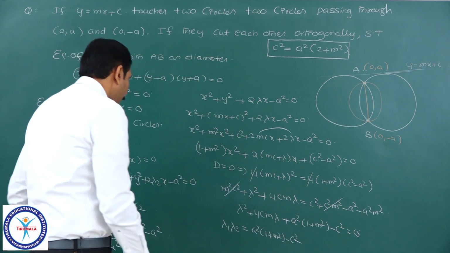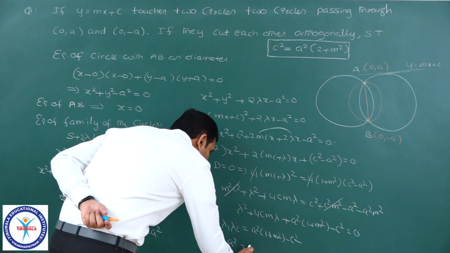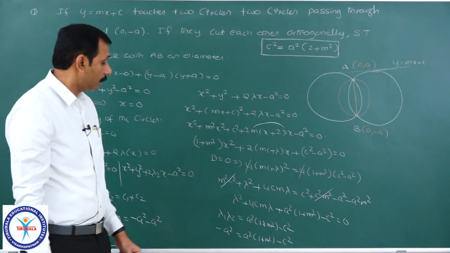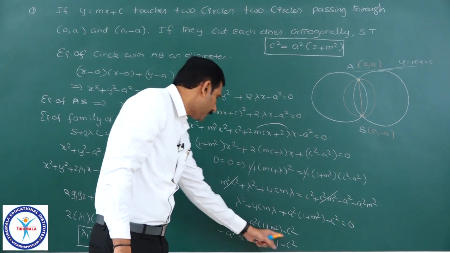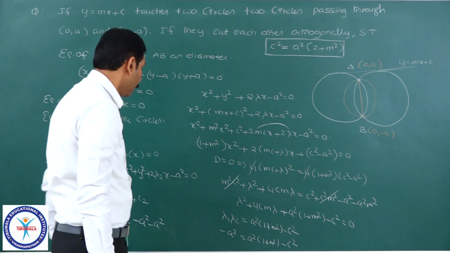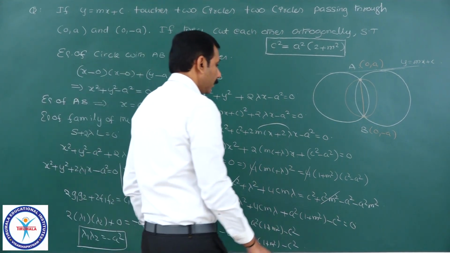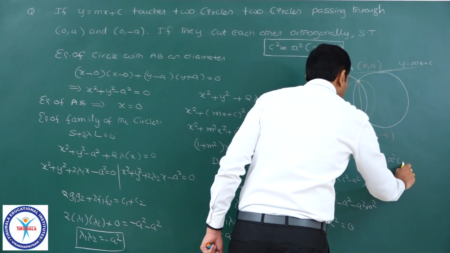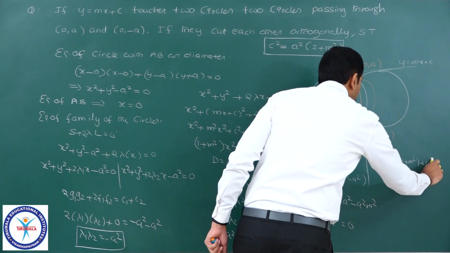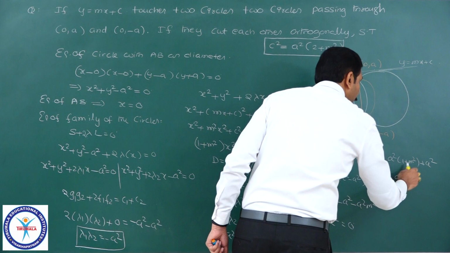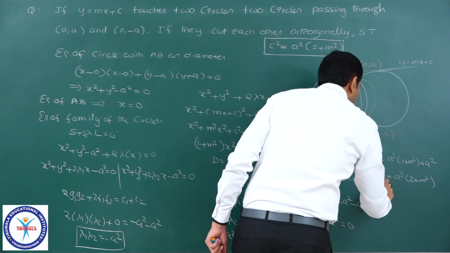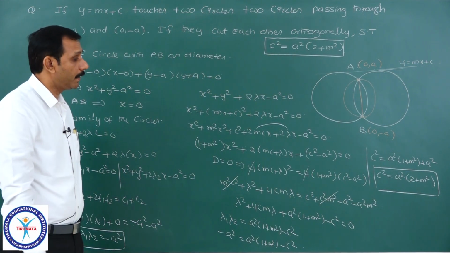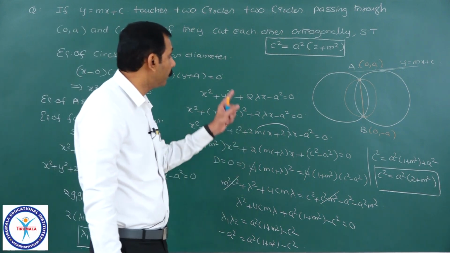But lambda 1 into lambda 2 is minus a square, which is equal to a square into (1 plus m square minus c square). Therefore, I will bring this minus c square this side and take a square that side. What I will get here? Therefore, c square is equal to a square into (1 plus m square) plus a square, which is a square into (2 plus m square). So c square is equal to a square into (2 plus m square), which is a very, very important result.